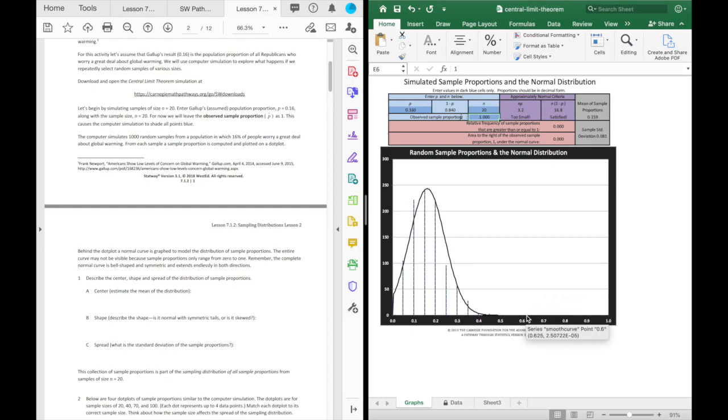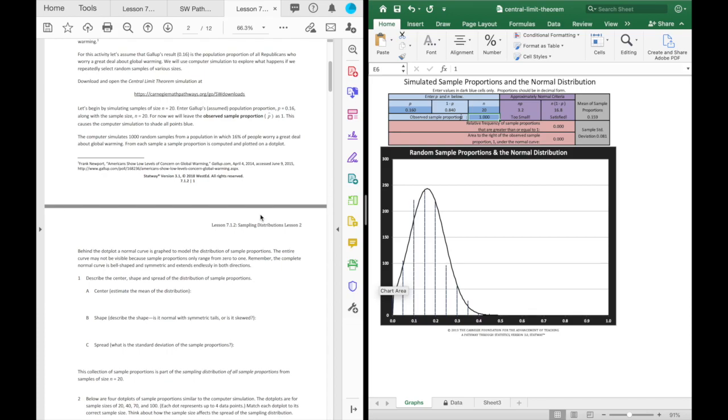So what are we looking at here? The computer simulates 1,000 random samples from a population in which 16% of people worry a great deal about global warming. From each sample, a sample proportion is computed and plotted on a dot plot.